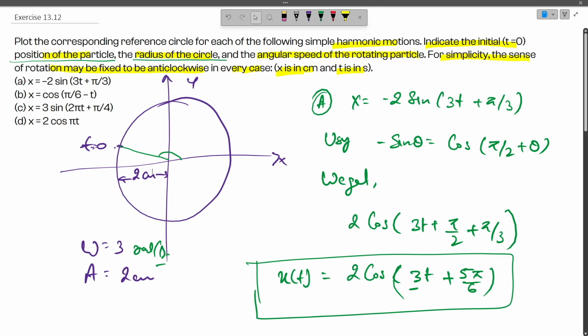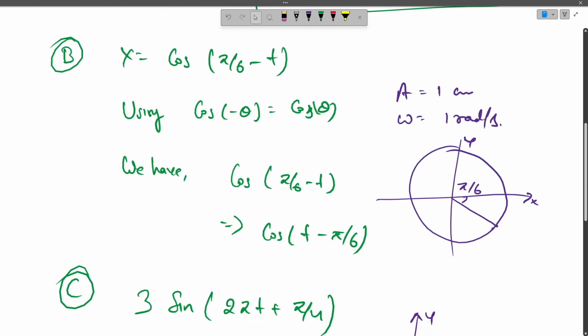Now going towards the b, we get x equals to cos(pi by 6 minus t). This is already in the cos form, so using the notation we will try to convert it in the positive form of omega. So here we get cos(minus theta) equals to cos theta, so it can be written as cos(t minus pi by 6). Here omega is the coefficient of t, that is 1 radian per second, and amplitude is 1, so 1 centimeter, and the initial phase angle is minus pi by 6.